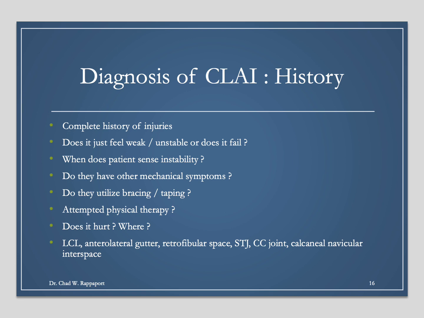So when working a patient up for chronic lateral ankle instability, it's obviously important to ascertain as complete a history as is feasible of their injuries. We need to ask these patients, does the ankle just feel weak or unstable, or do you actually have episodes of instability? And when you do, when? Is it going down declines or up inclines, ambulating over uneven terrain, etc., etc.?